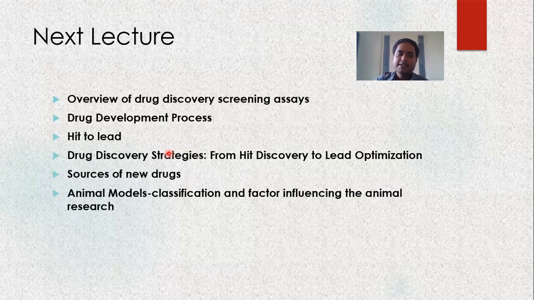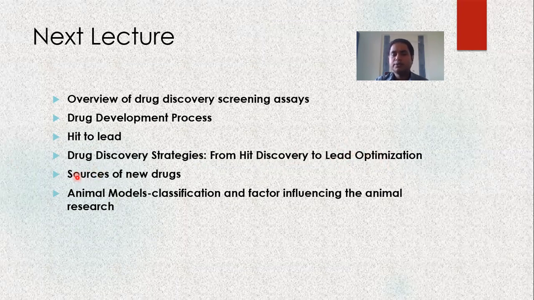Our next lecture will be based on the overview of drug discovery screening assays, the drug development process, hit to lead, and drug discovery strategy from hit discovery to lead optimization. We will also discuss the sources of new drugs: animal source, plant source, mineral source, synthetic source. These will all be included in the next lecture. We will also analyze the animal model, its classification, and various factors that can influence animal research.